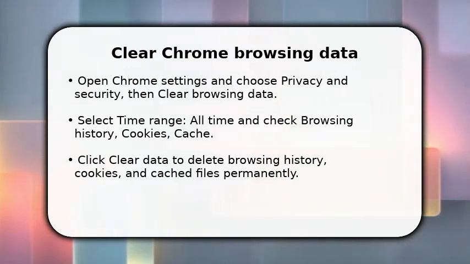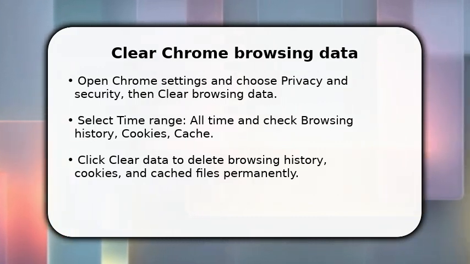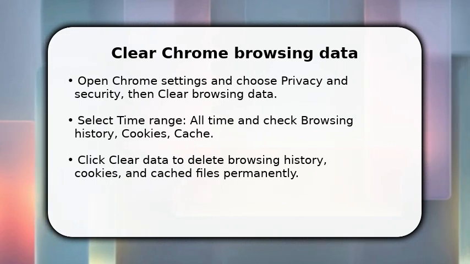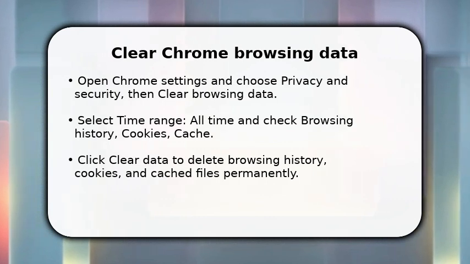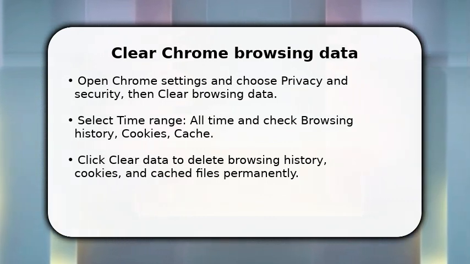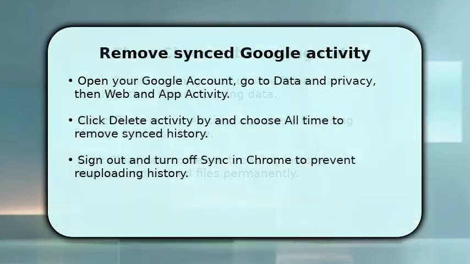Go to Data and Privacy, and then Web and App Activity to review saved items. Click Delete Activity By and choose All Time to remove synced browsing history. Confirm deletion and wait for Google to process the removal across connected devices.